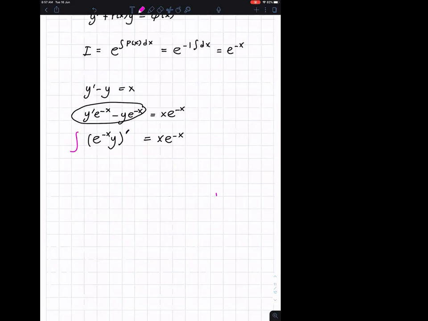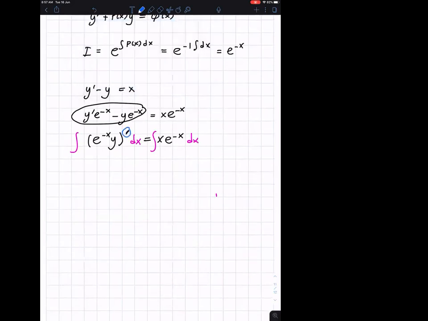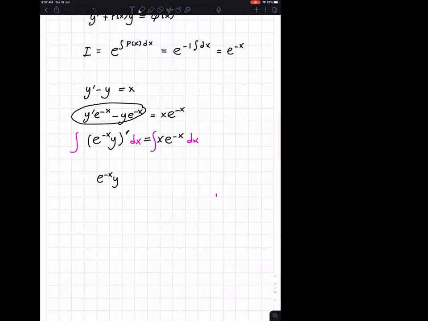Integrate with respect to x. So when you integrate with respect to x, and there's already a derivative here, and now you have an integral here, integral and derivative will cancel. You will end up getting e to the minus xy.